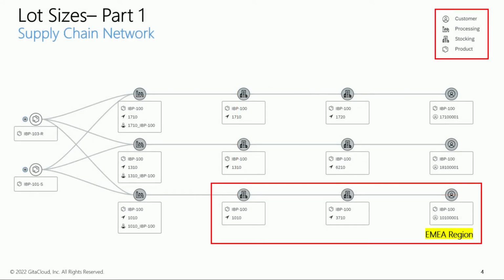Let's orient ourselves with the supply network and the master data used in this video. We will focus on the supply chain for product IBP 100 for the EMEA region. Distribution Center 3710 serves EMEA customers. Plant 1010 supplies product to this DC.